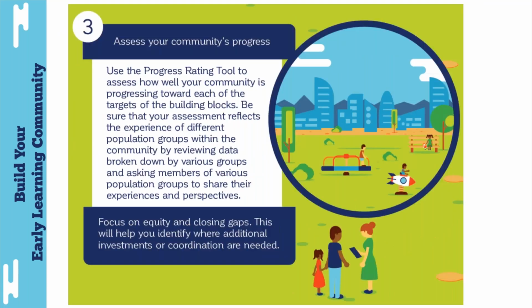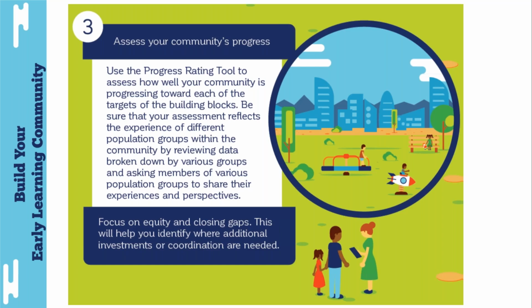All right, the third step is to assess your community's progress. So we have this progress rating tool. Very excited about the digital version of it that just came out. And we also have a paper version, which you can use if that's better for your community or the group that you want to talk with. The point is to get a sense from multiple perspectives of what your community is already doing well, what level you're currently at, and where you could reasonably take some actions to improve.